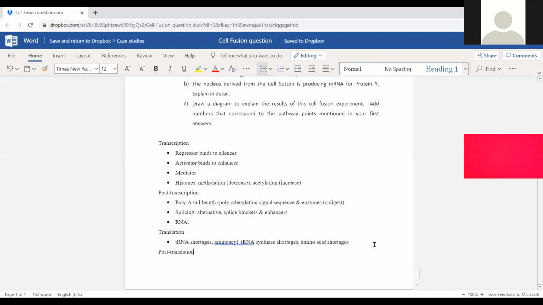The amino acid shortages, and then post-translational, we can have altered protein folding.